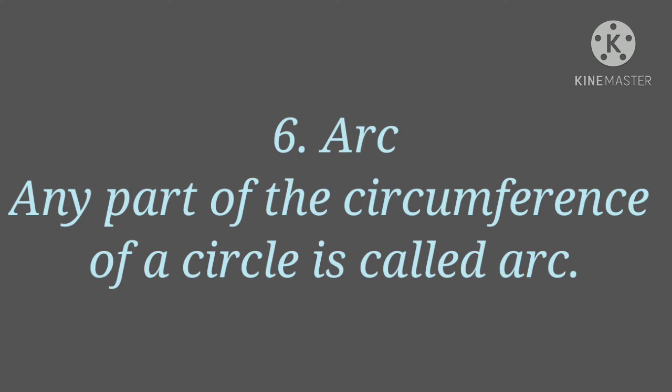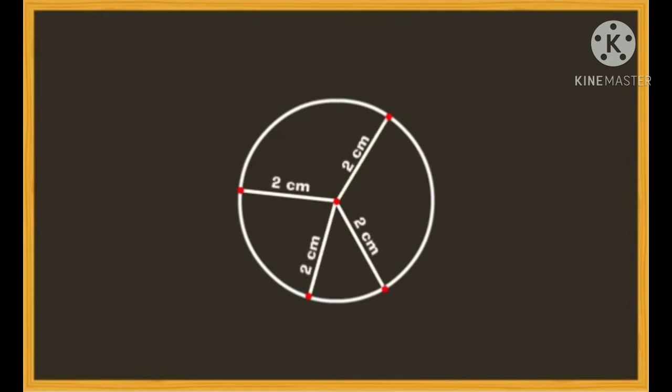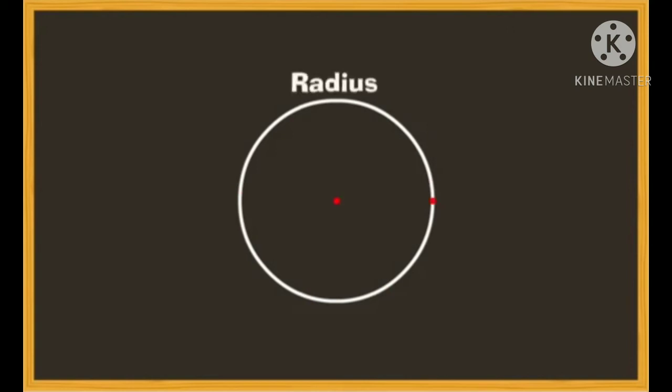Now let us recap all the parts of a circle. First, there is a center of a circle. All points on the circle are at an equal distance from the center of a circle. Another word to remember is its radius. The distance from the center of the circle and any point on the circle is called its radius.